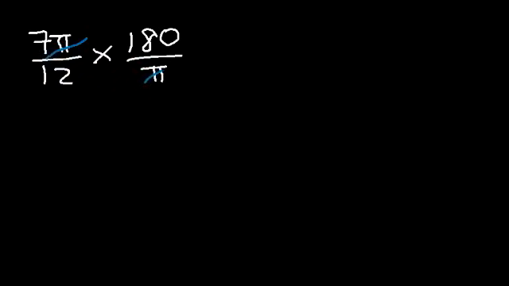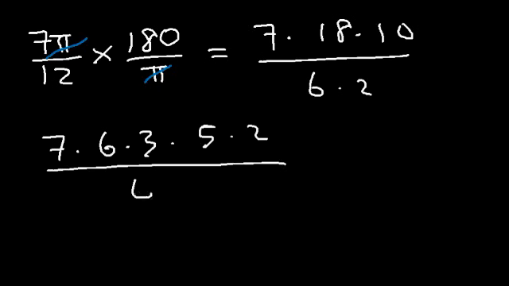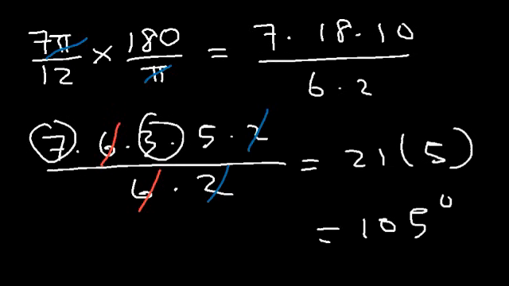So the pi values will cancel. 180 is basically 18 times 10. 12 is 6 times 2. 18 is 6 times 3. 10 is 5 times 2. So we can cancel a 6 and a 2. 7 times 3 is 21. And 21 times 5. 20 times 5 is 100. 1 times 5 is 5. So this is 105.